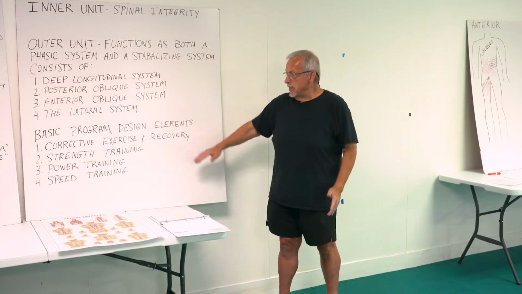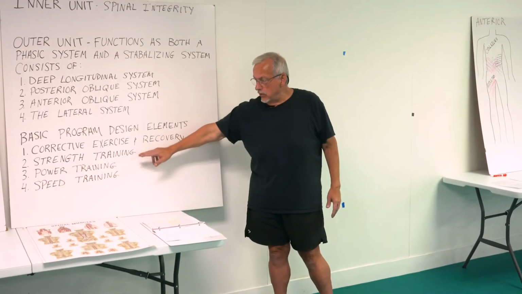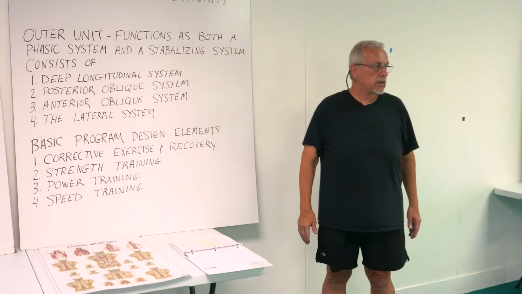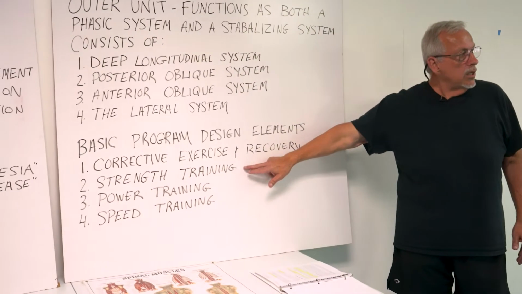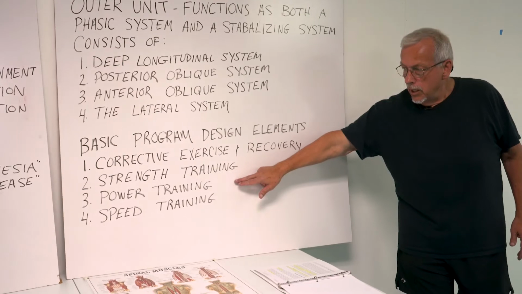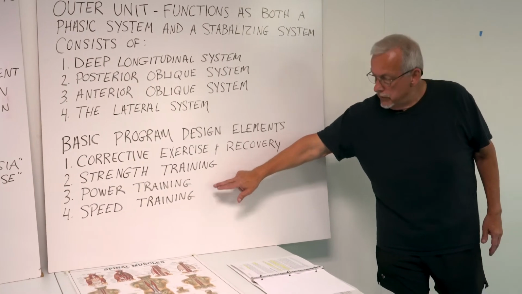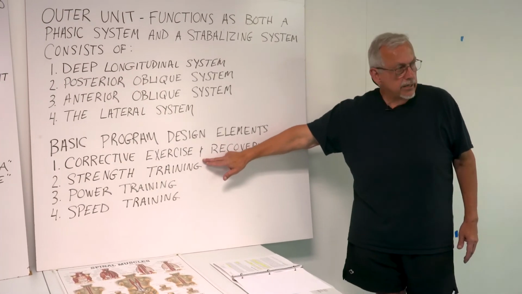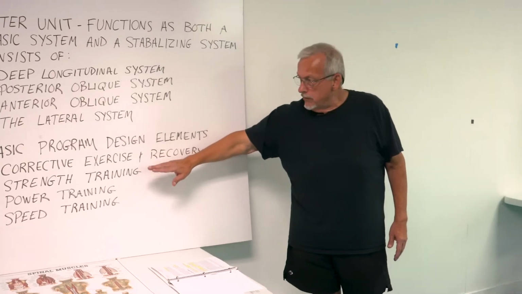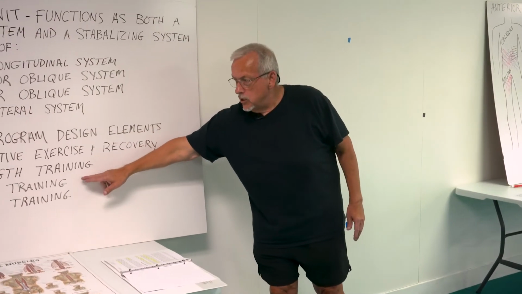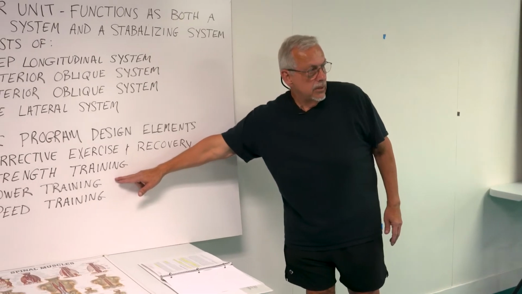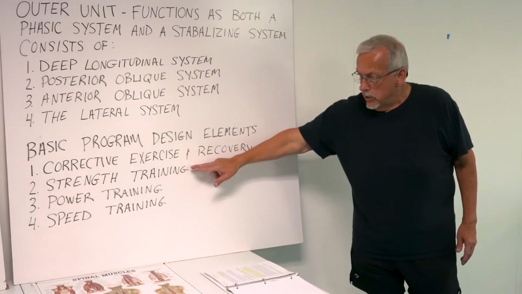Okay, so back to here. Why is strength training before power training and speed training? It's because power comes from the combination of speed and strength. You have to go into the well of strength to add speed to it to produce power. Okay, so we will go strength training.